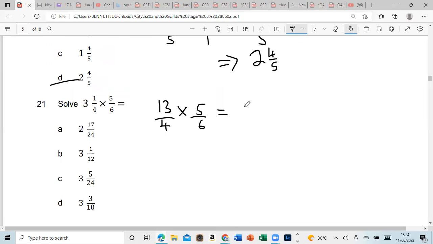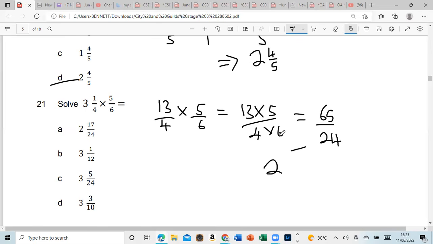Alright, so as usual, numerator by numerator, so that's 13 times 5, denominator by denominator. So this now will give it. Alright, so 2 of 24 are 48, we need 2 to make 50. So 48 and 2 make 50 plus the 15, 17 over 24. So it's nice and easy, guys. Just follow the rules, alright?